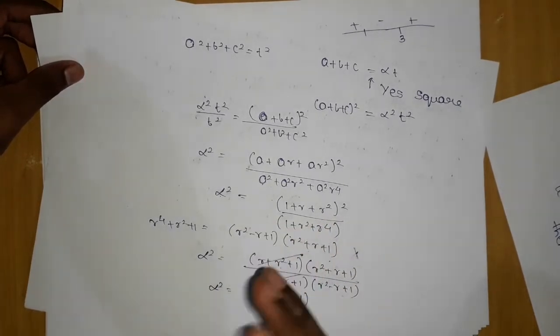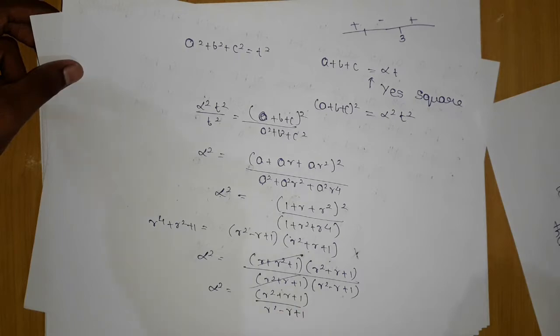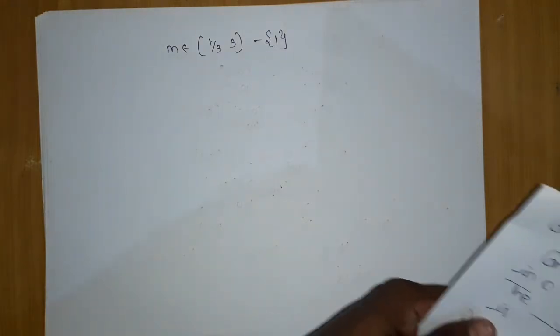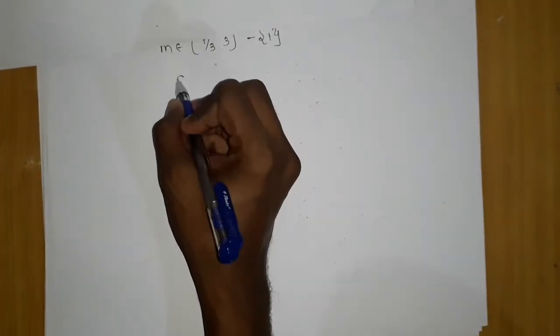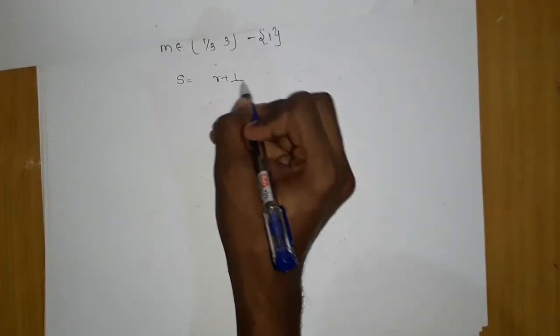Okay, because I have told all the things when I was explaining the chapter only. So now let's take the second question of this comprehension, which says: the complete set of S is what? We already know S is nothing but r plus 1 by r.